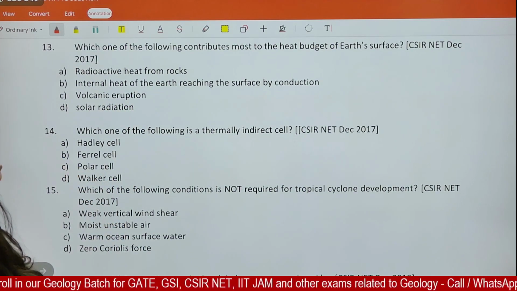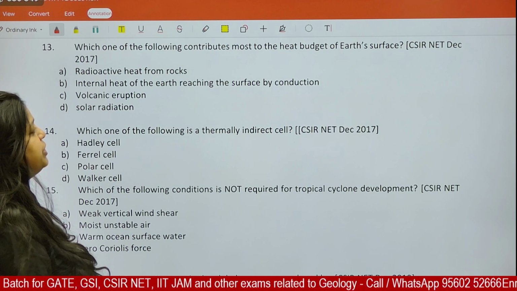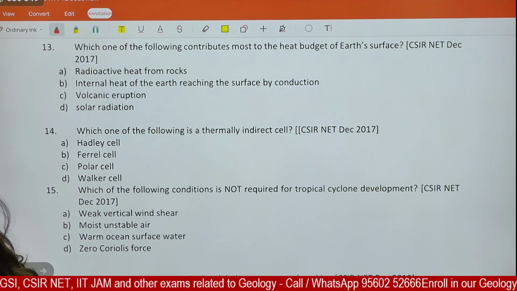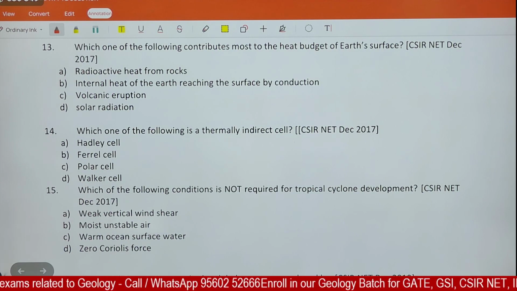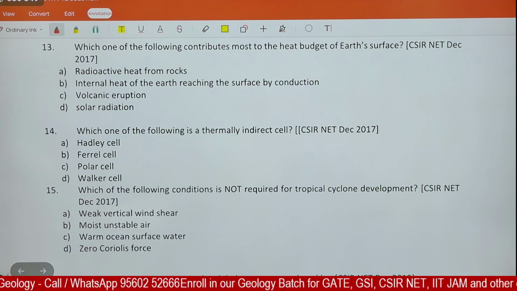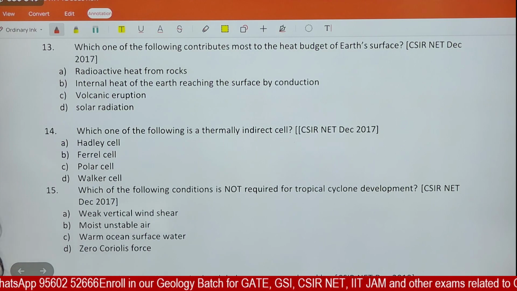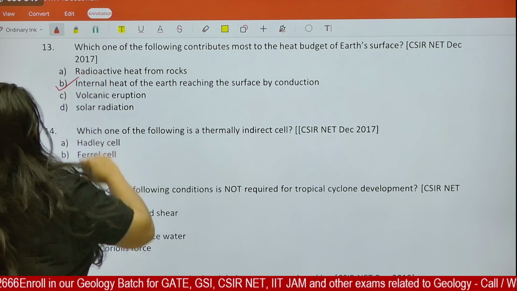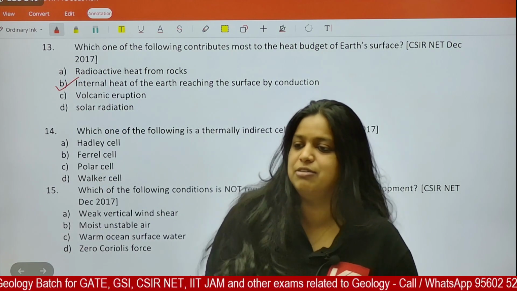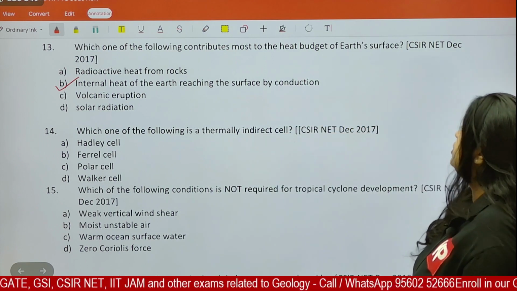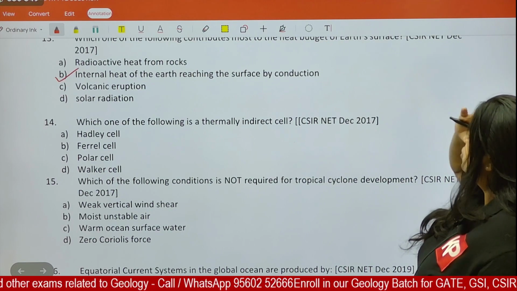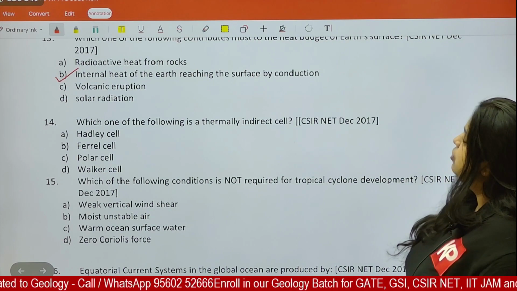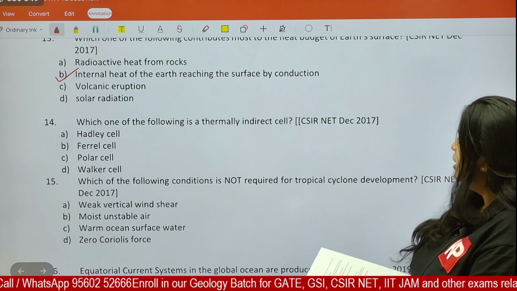And then this is a good question. Which one of the following contributes most to the heat budget of Earth's surface? Radioactive heat from the rock, internal heat of the Earth reaching the surface by conduction, volcanic eruption, or solar radiation. So here the answer is B. Internal heat of the earth reaching the surface by conduction. Most heat to the budget of earth's surface is contributed by internal heat of earth reaching the surface by conduction.